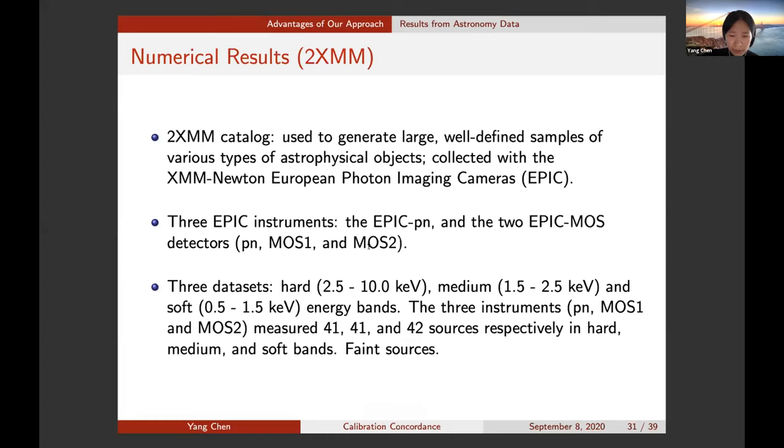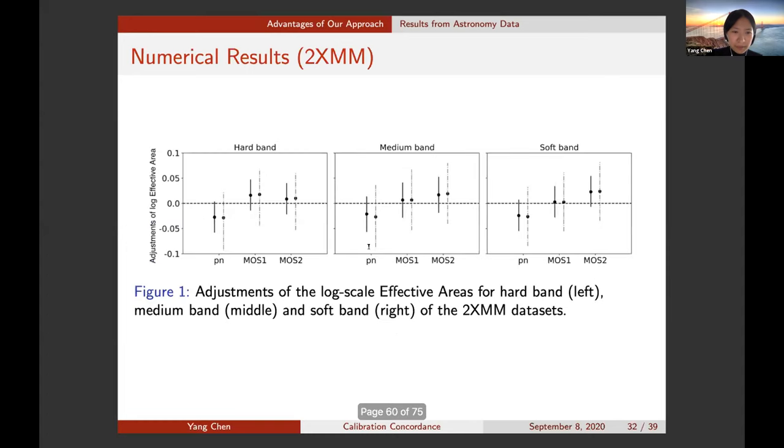We have the hard band, the medium band, and the soft band. And for each band, we have more than 40 different sources. And here are the results for the two XMM results. We're showing that essentially, we don't really need much adjustment for the logarithm of the effective area because all of our error bars are covering the zero line.